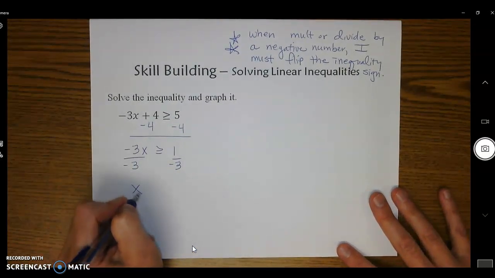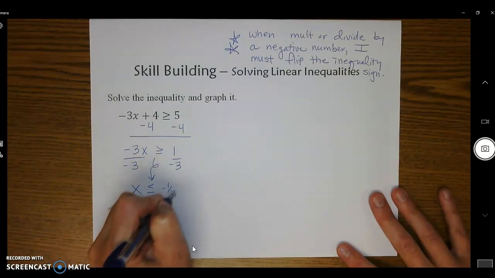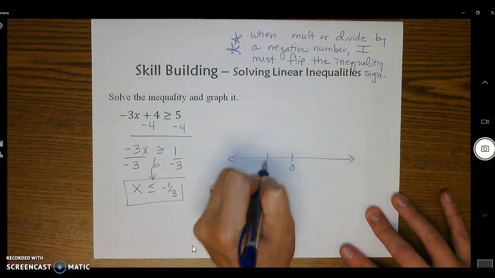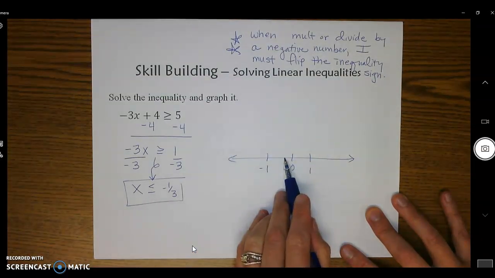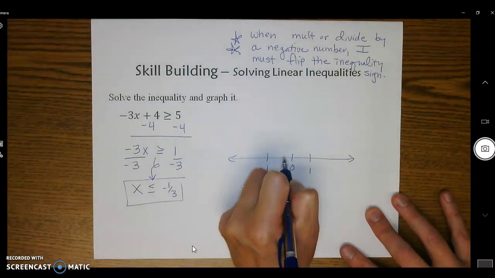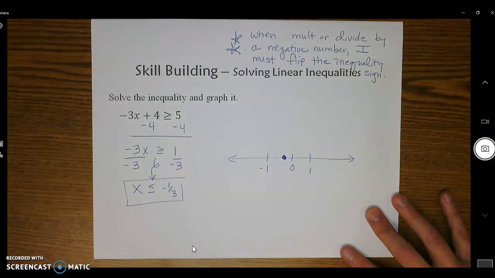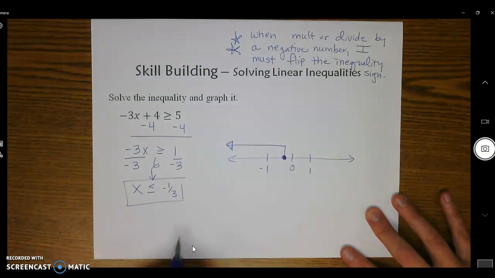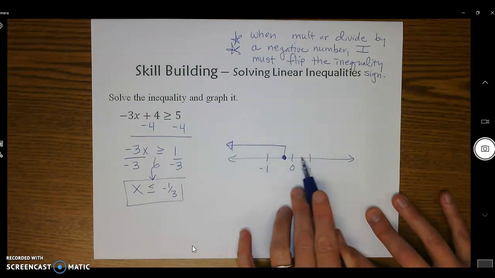So here we go. x is less than or equal to, so notice it flipped, -1/3. Let's graph that. Here's 0, here's -1, let's put 1 on there too. -1/3: I'm starting at 0 and moving left a third of the distance between these two. So we'll put it right here, and it is solid because I'm equal to it. All right, this is saying I need all numbers less than. So that means any number under here will work, any number over here will not work.